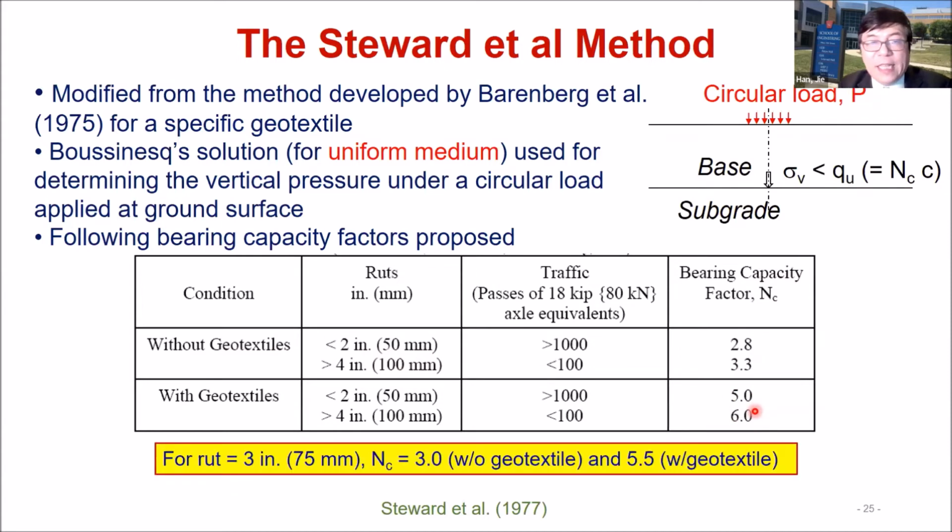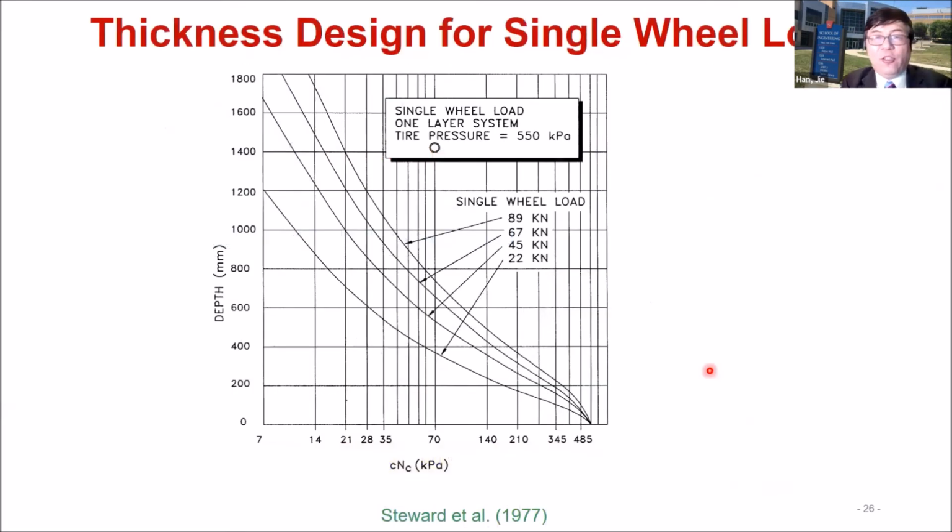Now in the US, typically we design for a 75 millimeter rut depth. For this case, the bearing capacity factor without geotextile is 3, with geotextile 5.5. Okay, but as you can see, with a higher rut depth, the bearing capacity will be higher. That indicates that at high deformation, the bearing capacity will be mobilized more. When I talk about the method Dr. Giroud and I developed, we also adopt this concept. They developed a design chart, and I'll go through one simple example here.